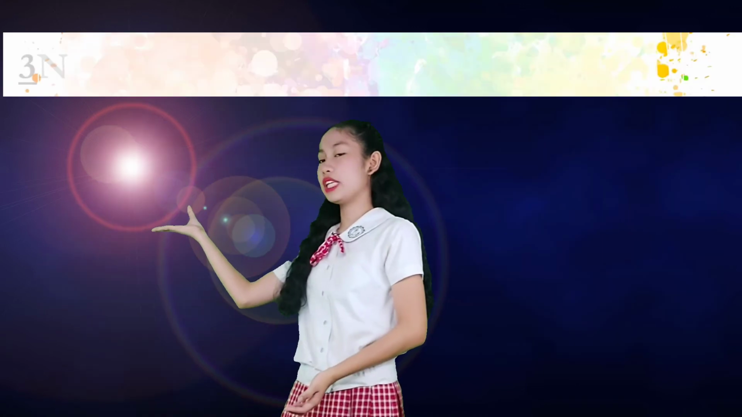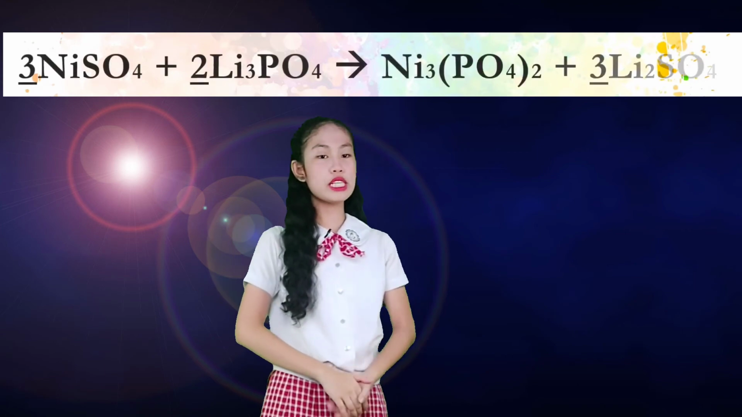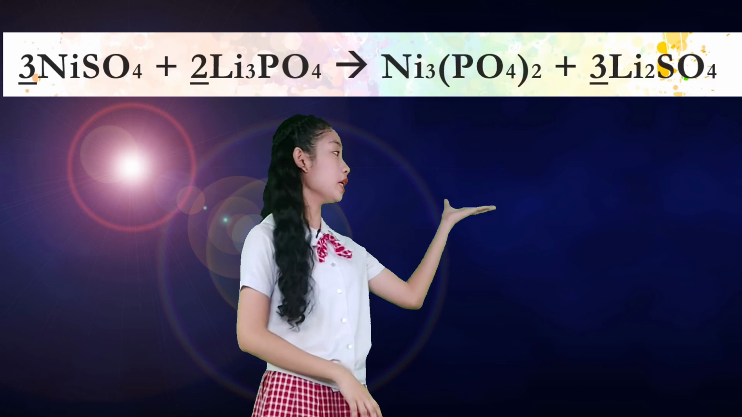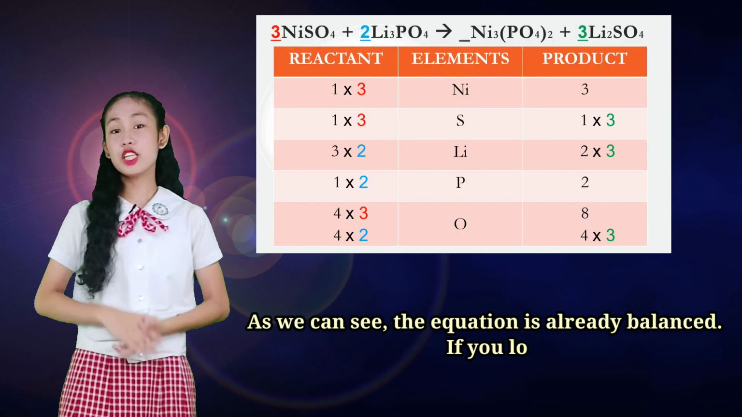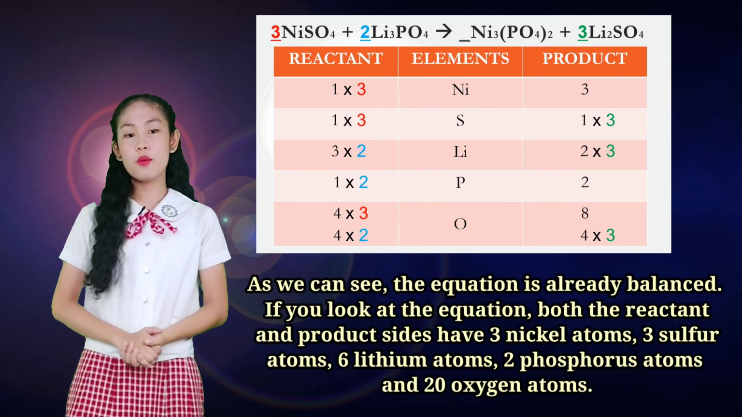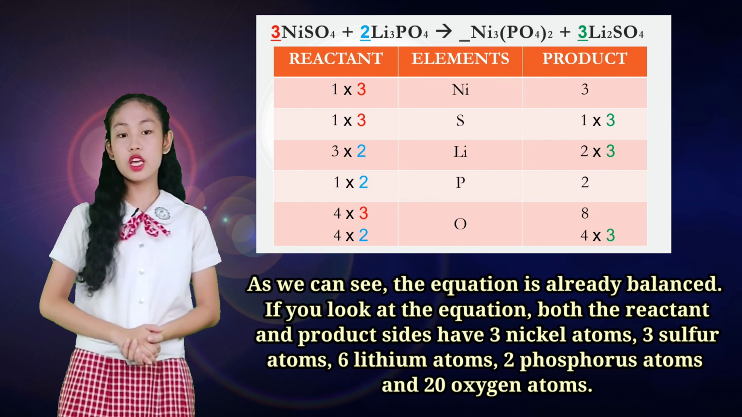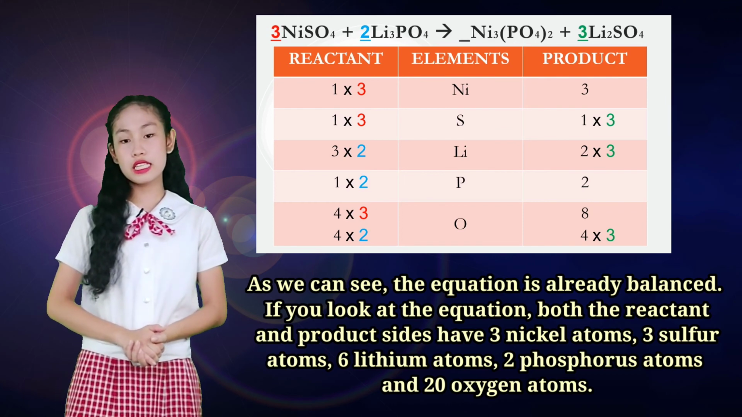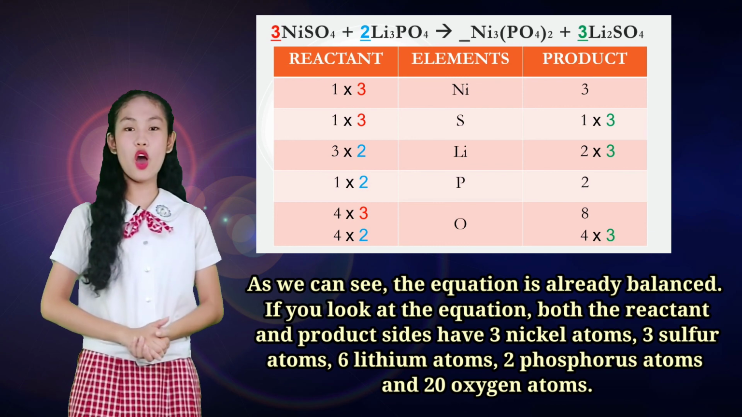Therefore, the balanced chemical equation is 3 moles of nickel sulfate and 2 moles of lithium phosphate produces nickel phosphate and 3 moles of lithium sulfate. As we can see, the equation is already balanced. If you look at the equation, both the reactant and the product sides have 3 nickel atoms, 3 sulfur atoms, 6 lithium atoms, 2 phosphorus atoms, and 20 oxygen atoms.